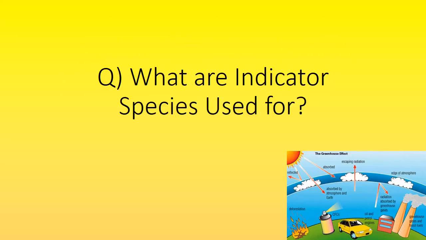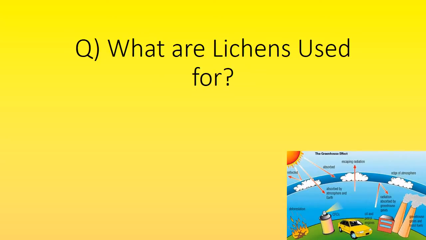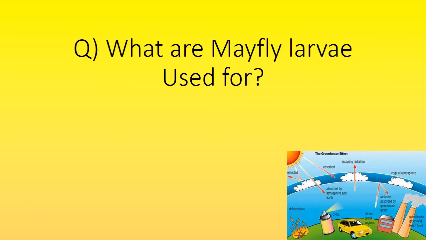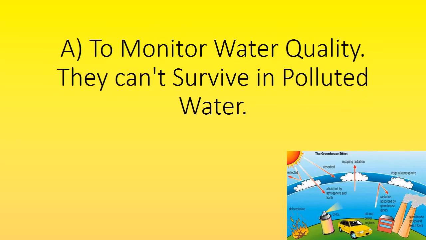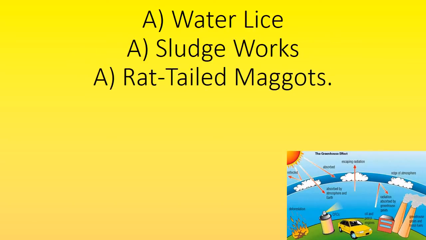What are indicator species used for? To show if an area is polluted. What are lichens used for? To monitor air quality. The cleaner the air, the more lichens. What are mayfly larvae used for? To monitor water quality. They can't survive in polluted water. What species show that the water is polluted? Water lice, sludge worms, rat-tailed maggots.